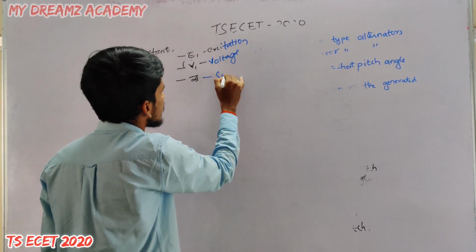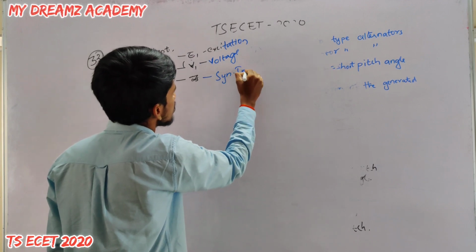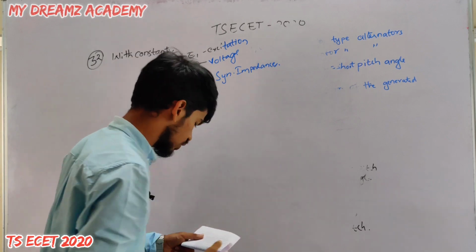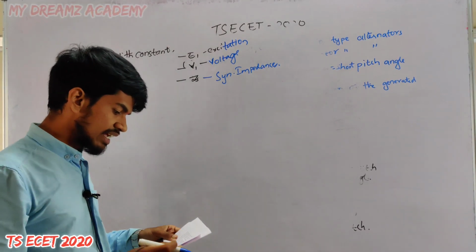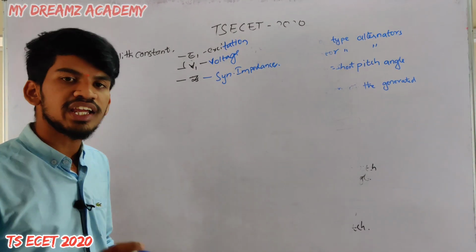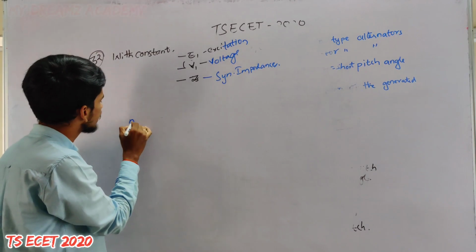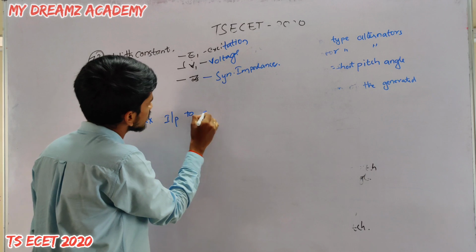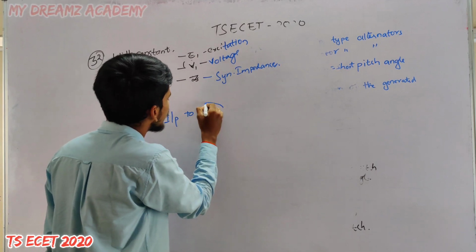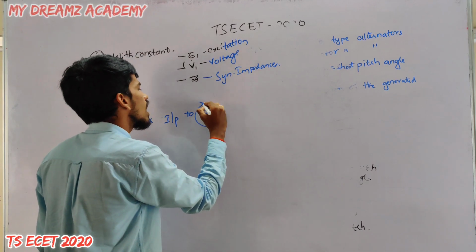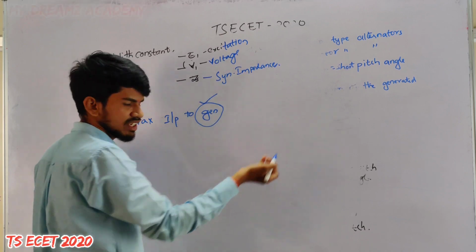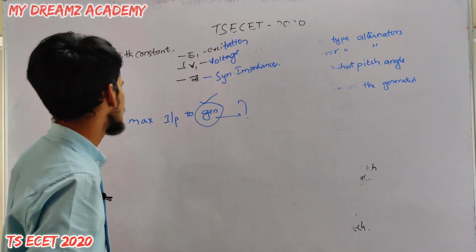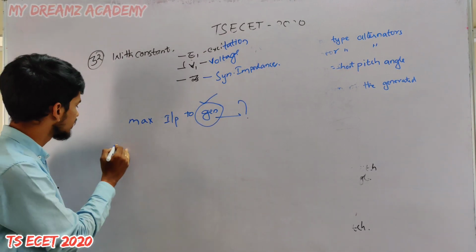Next, what is ZS? Synchronous impedance. These are the constants given in our question. What they are asking is the condition for maximum input to generator. You need to concentrate here: whether they are asking about a generator or a motor. In our question they are asking regarding the generator. Okay, we will see what options are given.